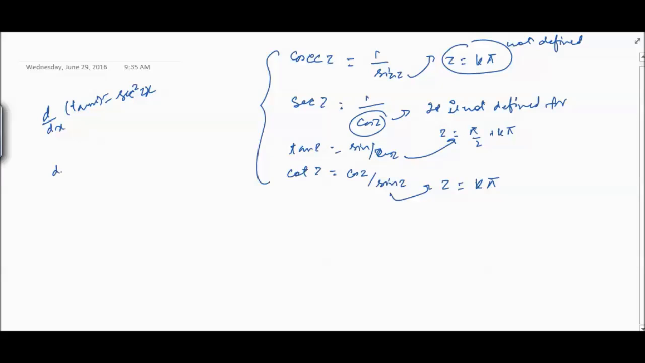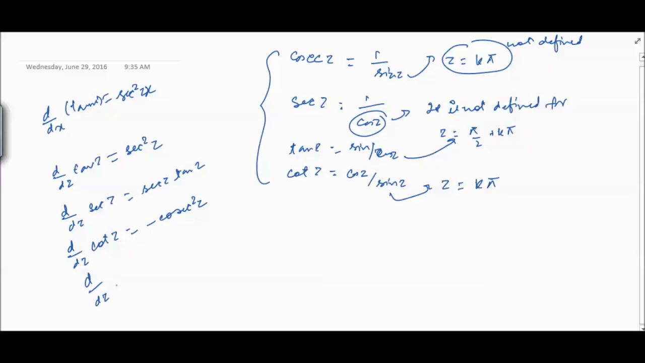And similarly here also we have dy/dz of tan z is equal to secant squared z. You can actually prove this. Similarly we have dy/dz of secant z as secant z tan z. Then we have dy/dz of cot z is equal to minus cosecant squared z. And similarly we have dy/dz of cosecant z is equal to minus cosecant z cot z. So these are all the similarities between the trigonometric functions when we go from the real line to the real line, and the trigonometric functions when we go from the complex plane to the complex plane.